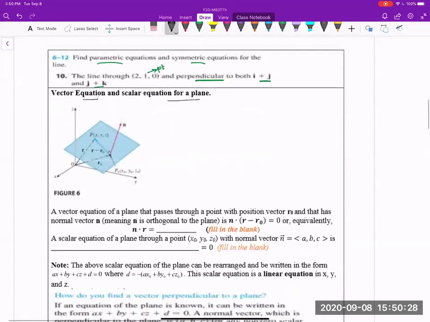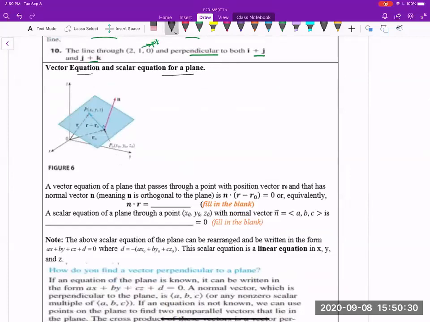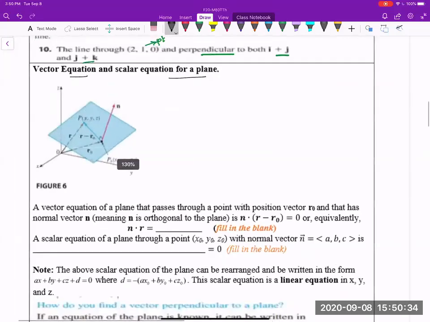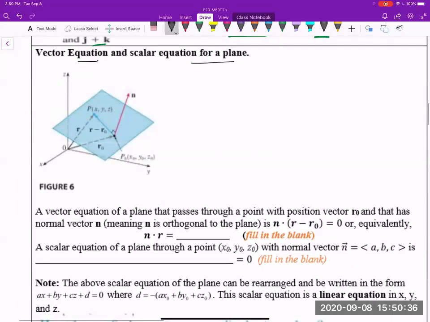So here, let's consider a plane as given in blue color here. R0 is the position vector of a point P0, which has coordinates x0, y0, z0. And P is any point on the plane with coordinates x, y, z, then OP is its position vector R.